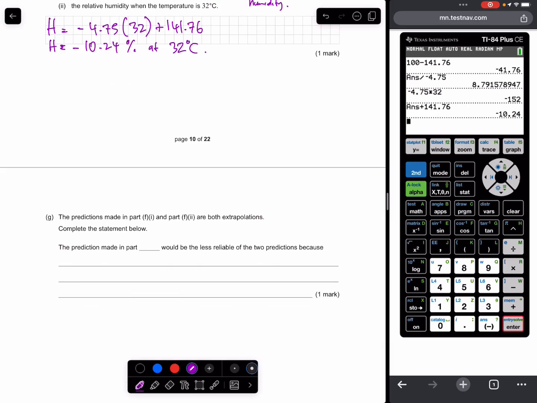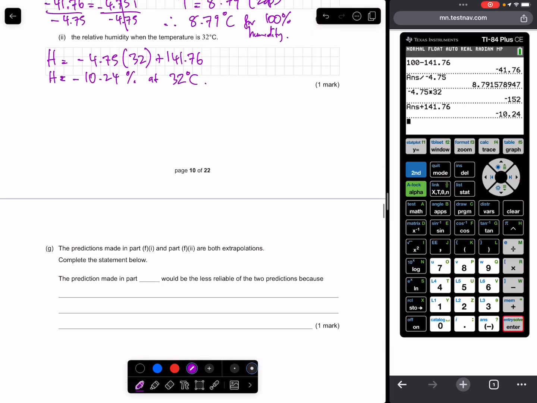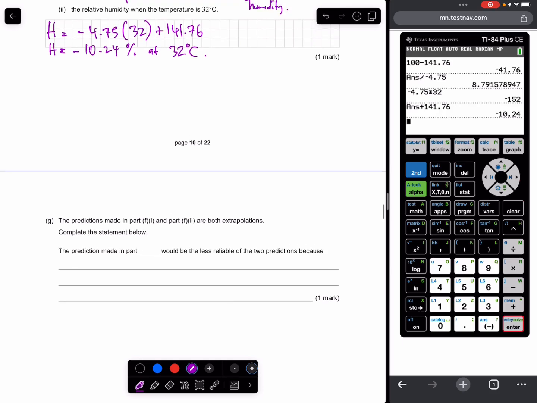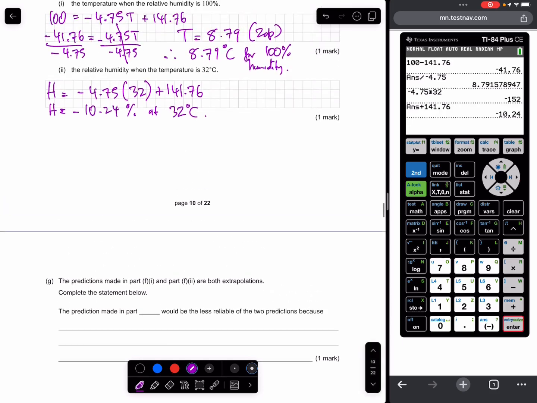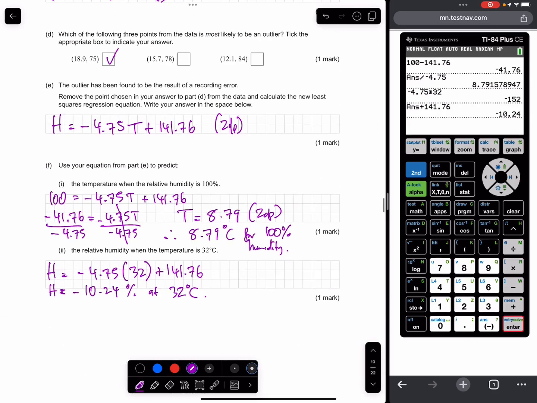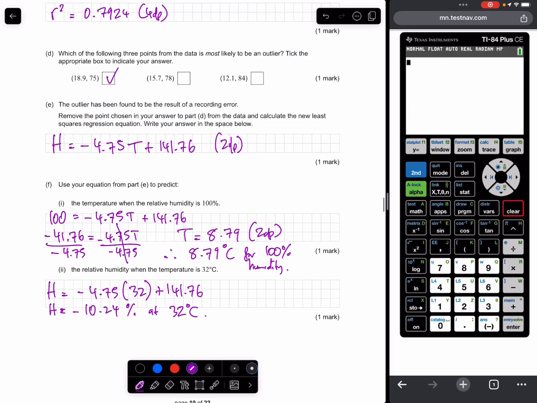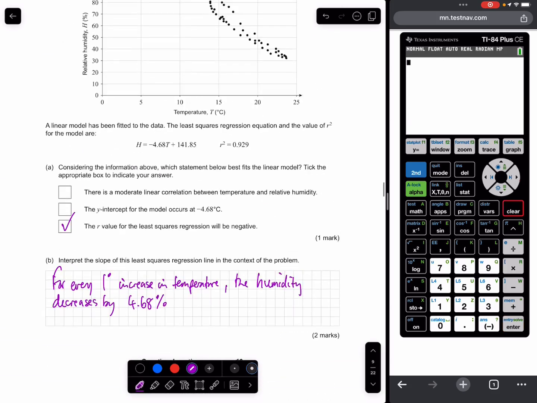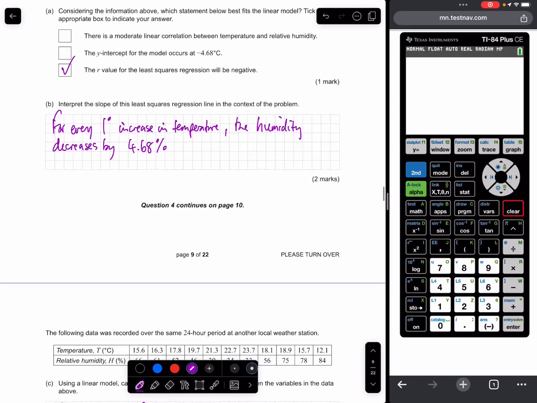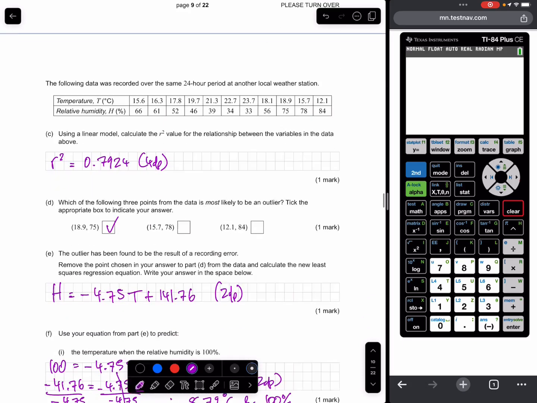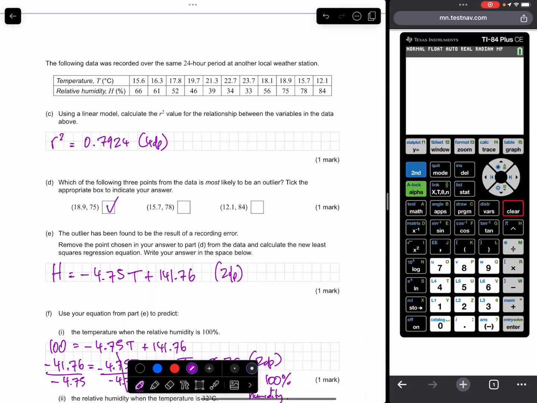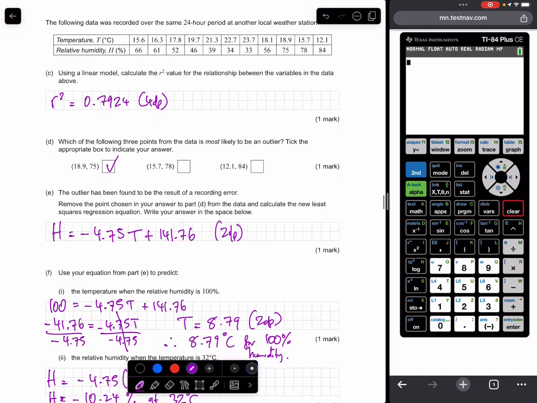The predictions made in part F1 and F2 are both explanations. Complete the statement below. Prediction made in part... which is the least reliable? Temperature 8.79. The lowest number we had was 12. So 8.79 was around 4. Extrapolation of 4 away from the lowest bit of data.